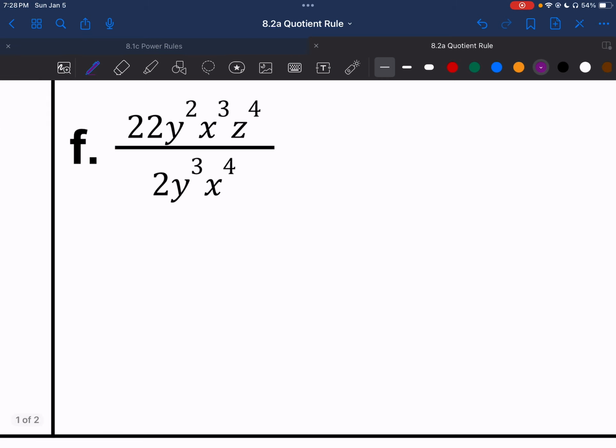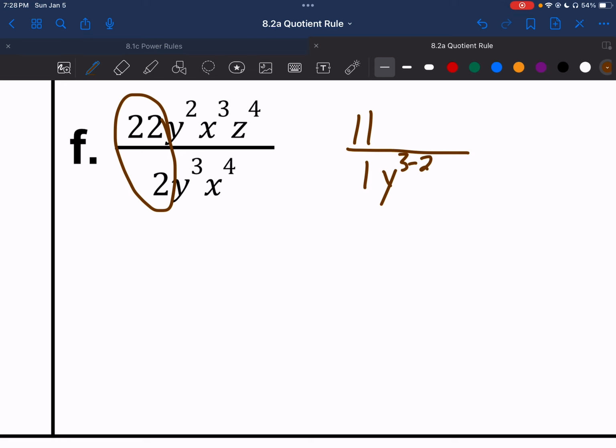And letter F. We have coefficients, so let's do that. 22 over 2 simplifies to 11 over 1, right? So we have 11 over 1. y to the 2nd, y to the 3rd. Where do I have more y's? There are more y's in my denominator, and we're going to just show the subtraction, 3 minus 2.